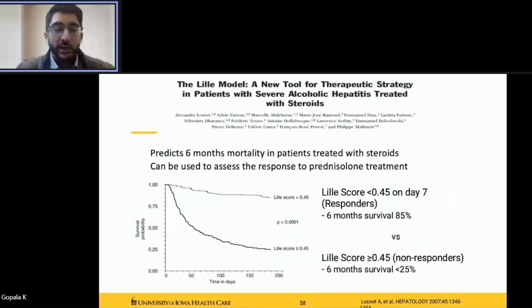So these are studies that basically show that the Lille score has been validated, and it predicts 6-month mortality in patients treated with steroids. And as I mentioned, it can be used to assess response. And you can see the survival probability between 0.45 and greater than 0.45, non-responders versus responders.